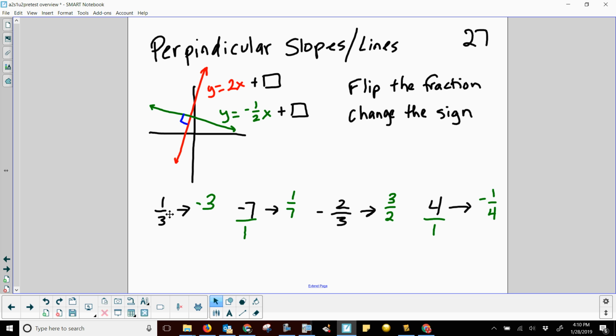A 1/3 slope has an opposite reciprocal or negative reciprocal of -3, because it would be -3/1, but you don't write the over 1. -7 is 1/7 because this is over 1. That, excuse me, they sometimes write, but usually they don't. -2/3 becomes +3/2, and 4 becomes -1/4. So flip the fraction, change the sign. That's how you get perpendicular.